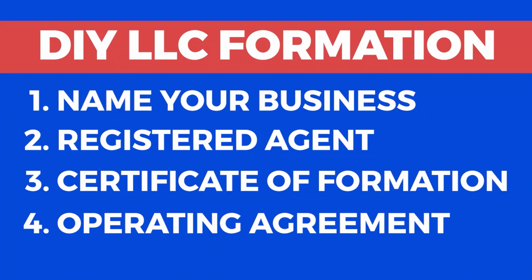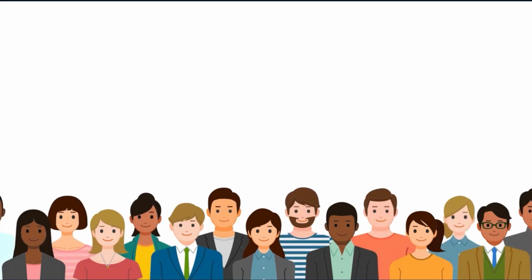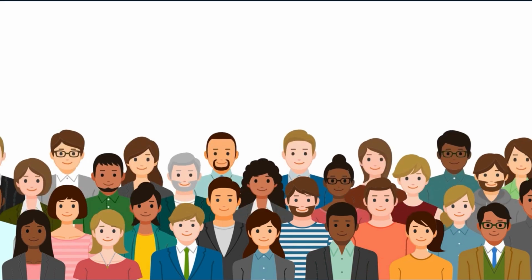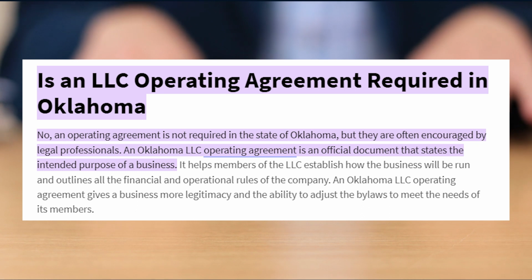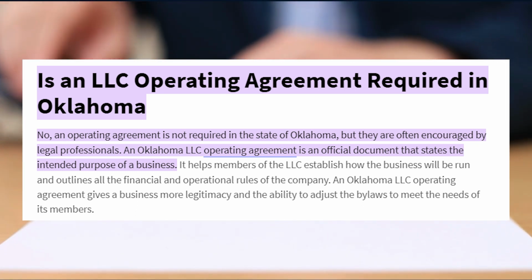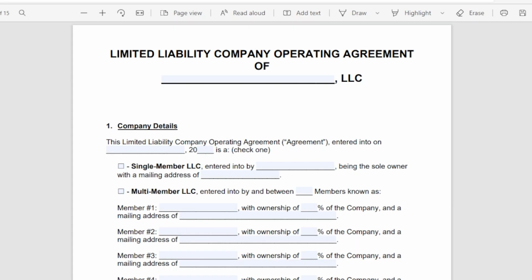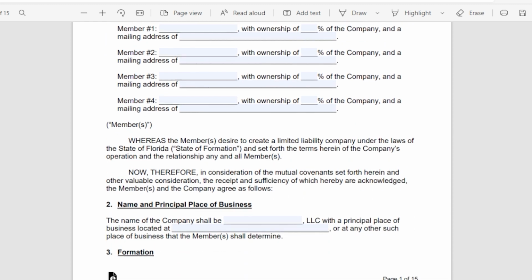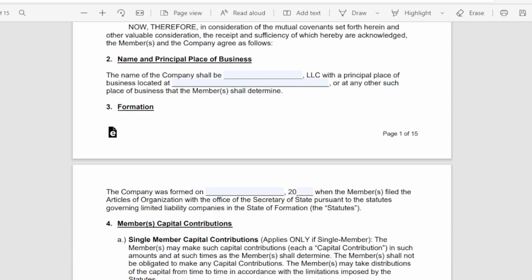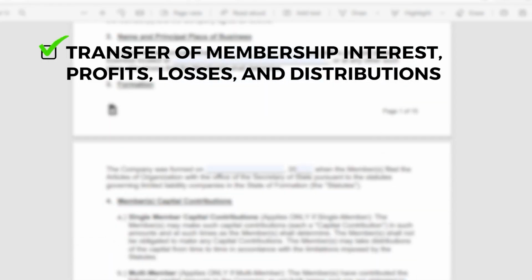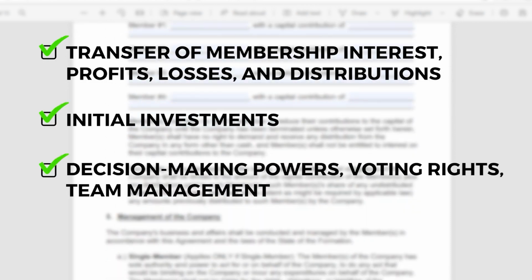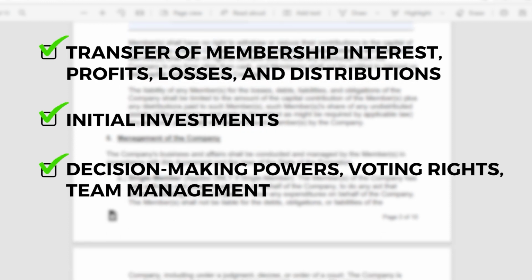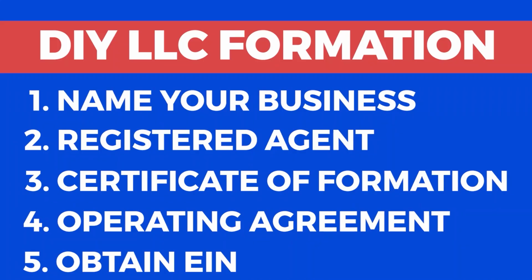Step 4. Preparing an operating agreement. Now, an operating agreement is a good idea to have in place with the other members if your LLC has more than one member. Although a limited liability company operating agreement is not required for Oklahoma, your operating agreement should clarify how your company or business will handle big picture issues. These include the transfer of membership interest, profits, losses and distributions, initial investments, decision-making powers, voting rights, team management, and lastly, dissolving the business.